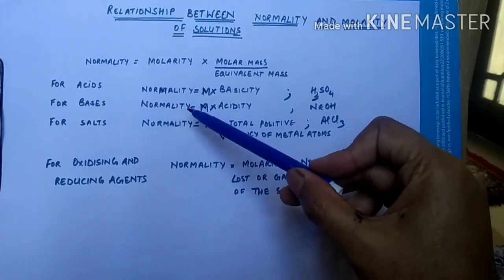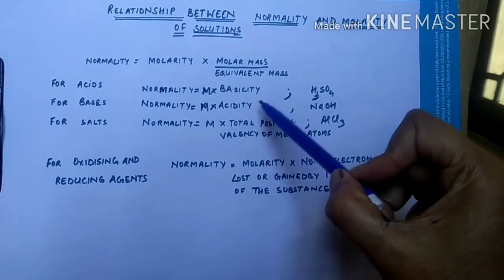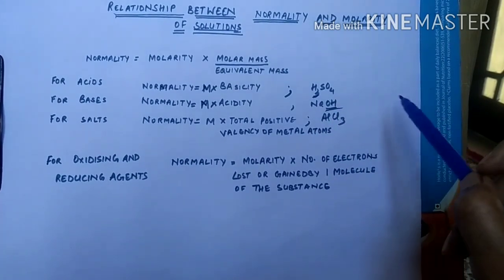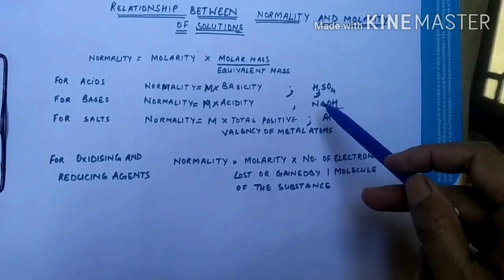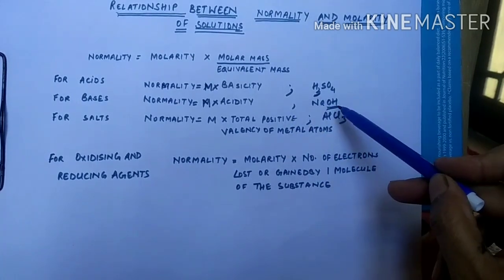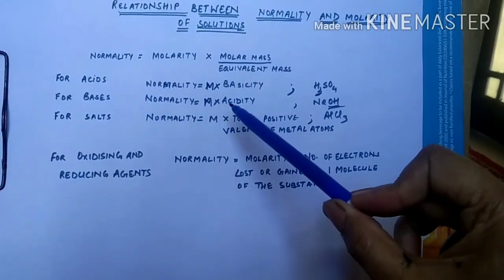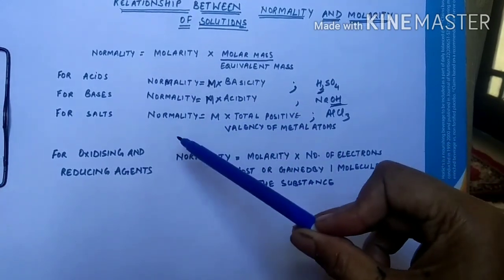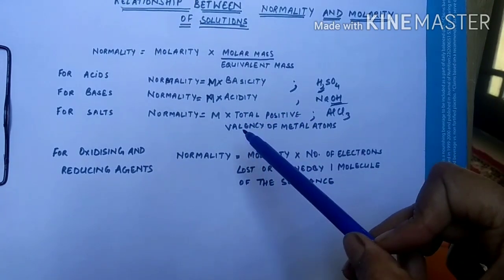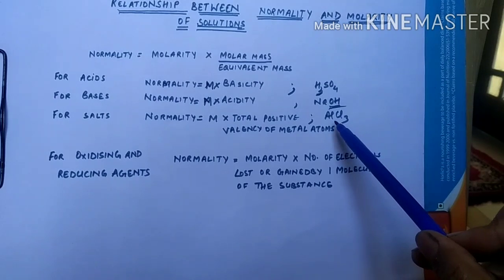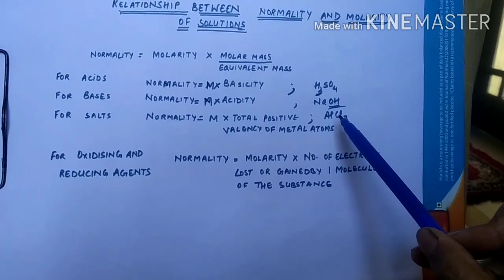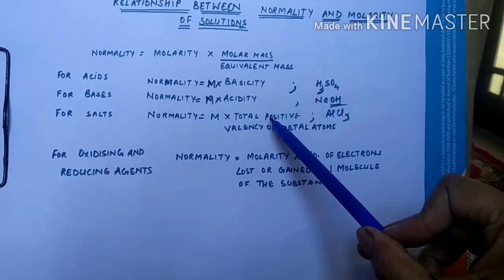Similarly, for bases, normality is molarity into acidity. Acidity is the number of OH negative ions furnished by one molecule of the base. So NaOH gives one OH negative ion, so acidity will be 1. So normality is equal to molarity into 1. For salts, normality is equal to molarity into total positive valency of metal atoms. For example, if we take the case of aluminium chloride, aluminium ion has plus 3 positive charge. So we will multiply molarity with 3.